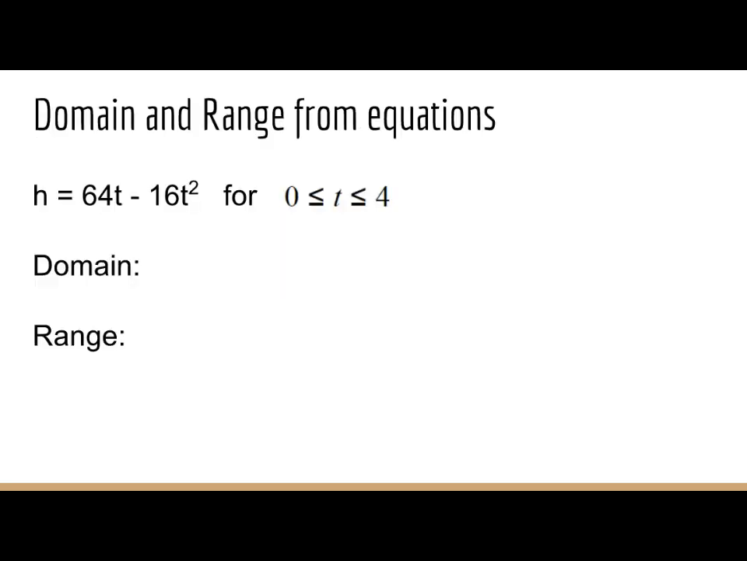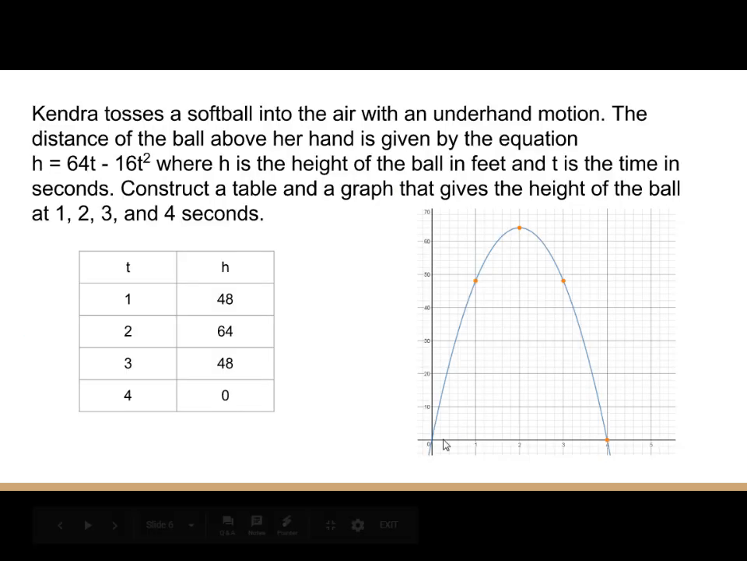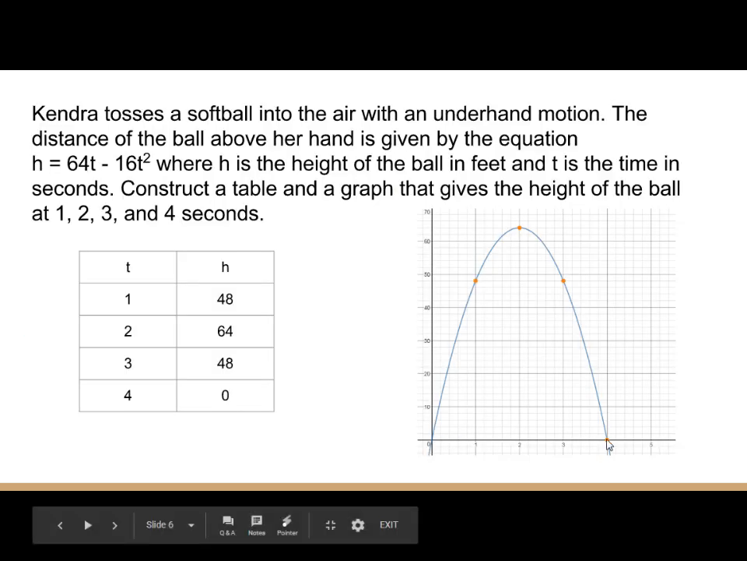Here's how it looks in our equations. So here's Kendra, I think was her name, the super strong softball player. This was her function for the softball. And it was in between 0 and 4 seconds. So if we go back here, 0 seconds, it starts, 4 seconds, it hits the ground again. And so we're just looking at that time period there.